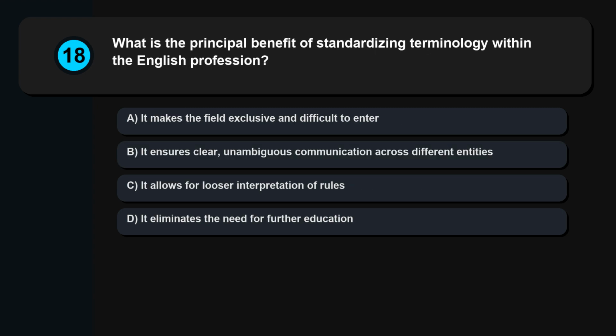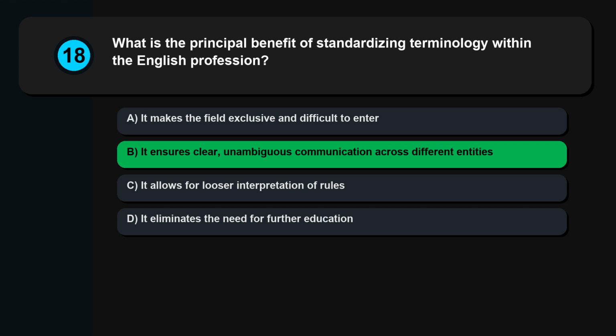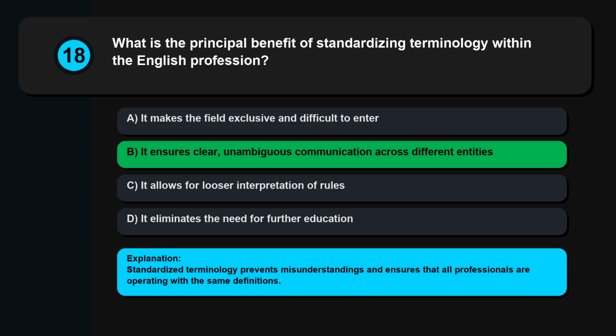Question 18. What is the principal benefit of standardizing terminology within the English profession? It makes the field exclusive and difficult to enter. It ensures clear, unambiguous communication across different entities. It allows for looser interpretation of rules. It eliminates the need for further education. Standardized terminology prevents misunderstandings and ensures that all professionals are operating with the same definitions.